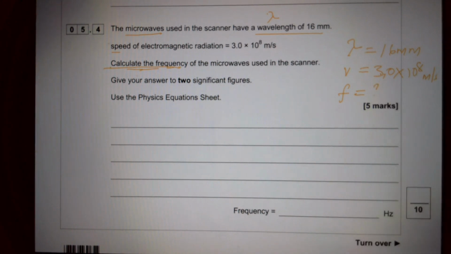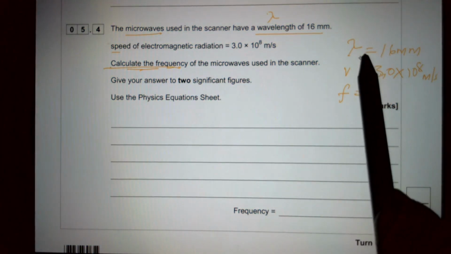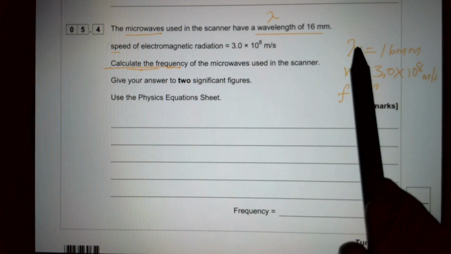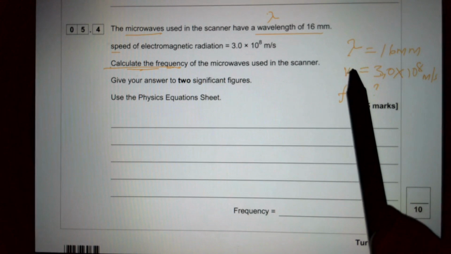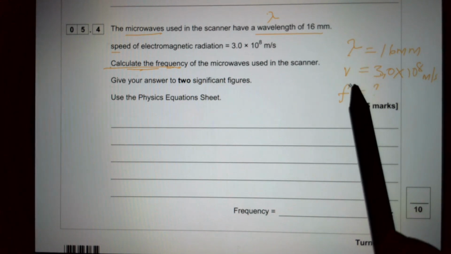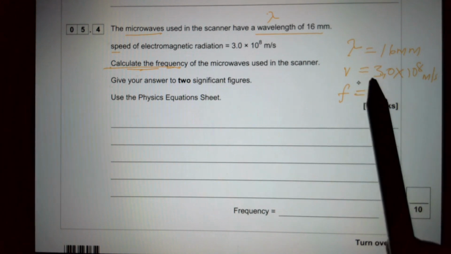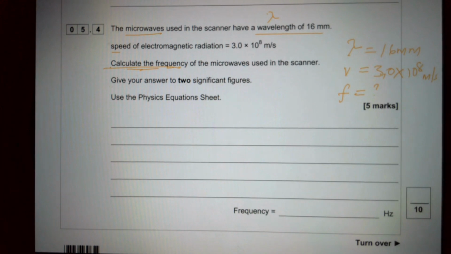And again, here you consult your International IGCSE Physics equation sheet, which is this one. So what we are going to do, we are going to look for a formula that relates these 3 variables: lambda, which is the wavelength, speed, which is V, and frequency, which is f. Once you find that formula, then you'll be able to manipulate it around and calculate the required answer that they want you to find.